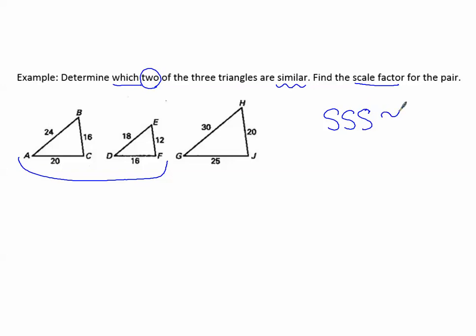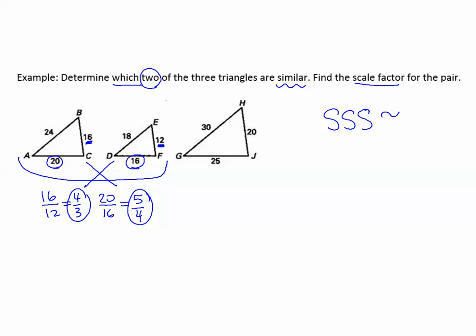Remember, that means the sides need to be proportional. So I'm going to start by comparing the smallest of the three sides to the smallest of the three sides. 16 divided by 12 simplifies to 4/3. Now I'm going to look at the medium side over the medium side from the other triangle. 20 divided by 16 simplifies to 5/4. Notice these two ratios are not equal. So it's not this pair of triangles that are similar.